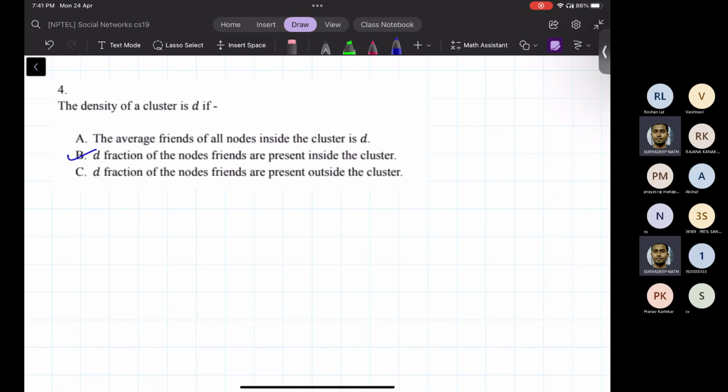Someone had asked a question about cluster density also. Let me go back and check. Hmm, yeah, I can't see any. If someone had asked, can you just repeat your question? Okay. Yeah, so as we had asked, what is the cluster density of... Wait, let me share the screen.